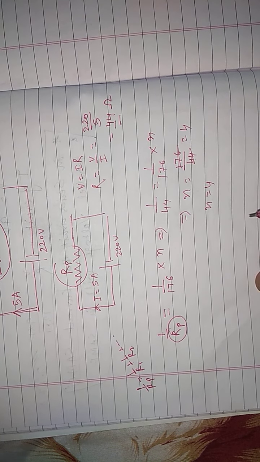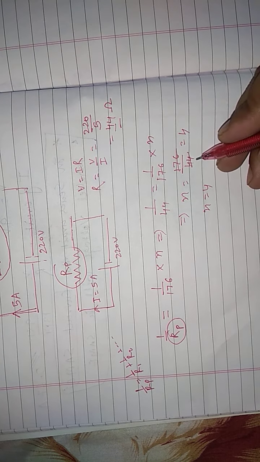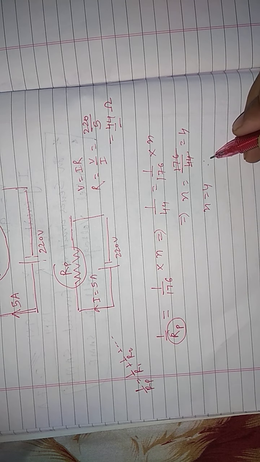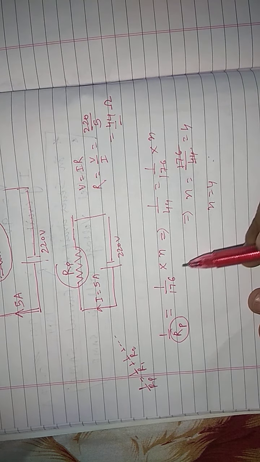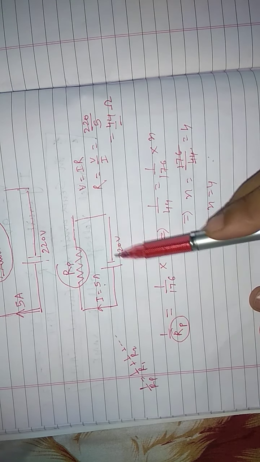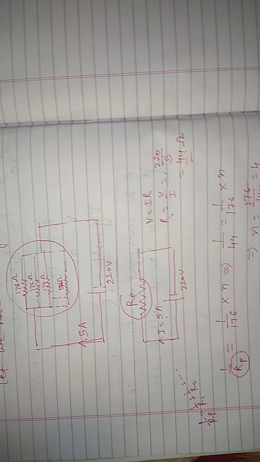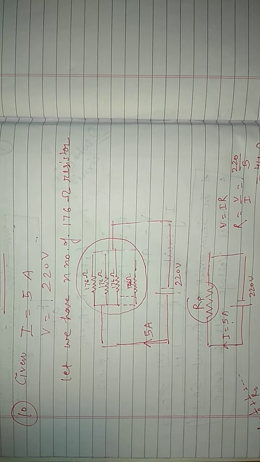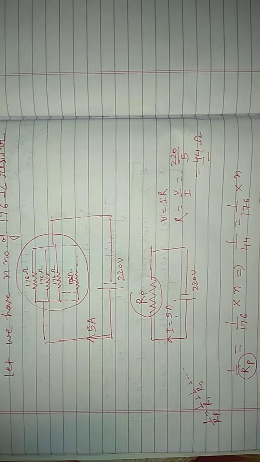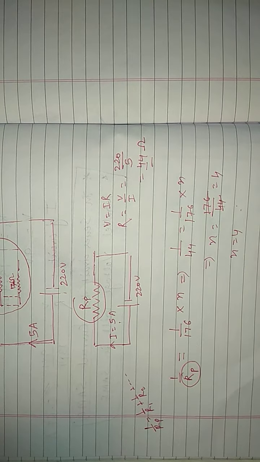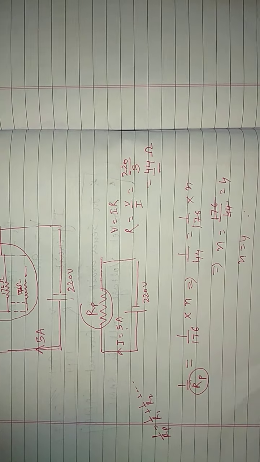It means we are required to have 4 resistances of 176 ohm in parallel to carry 5 ampere current at 220 volt. Okay. This is clear, I think. This is your question. Now take a screenshot and we go to the next question. Now comes question number 11.